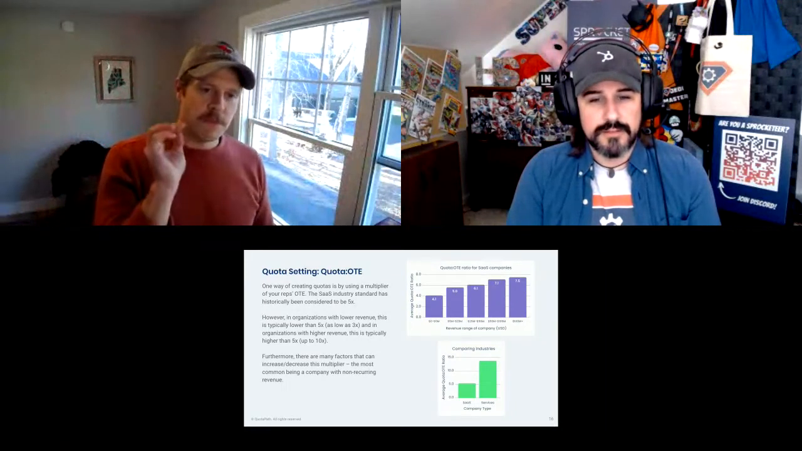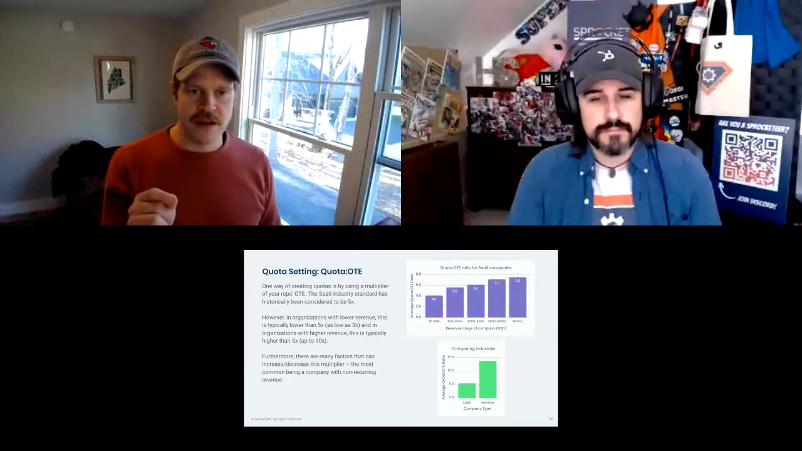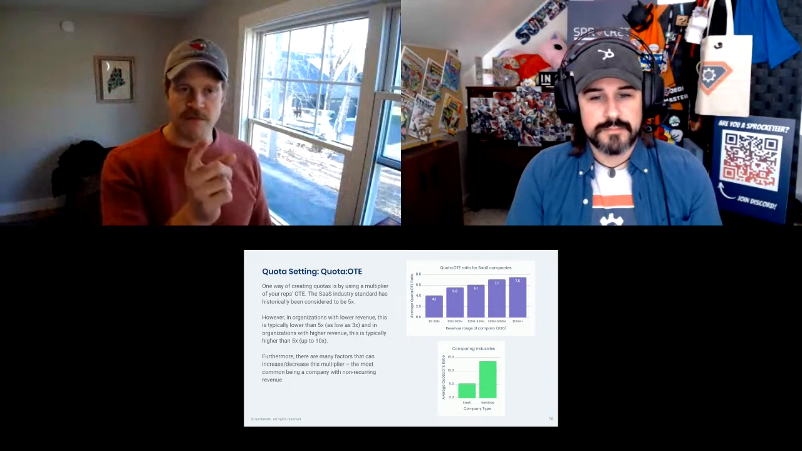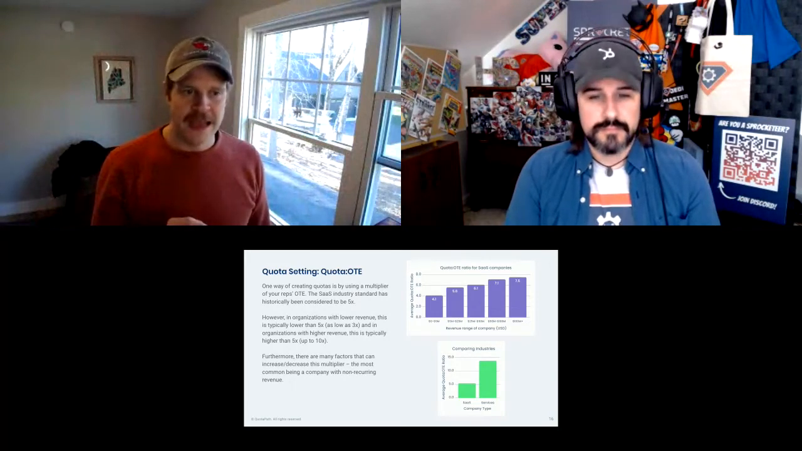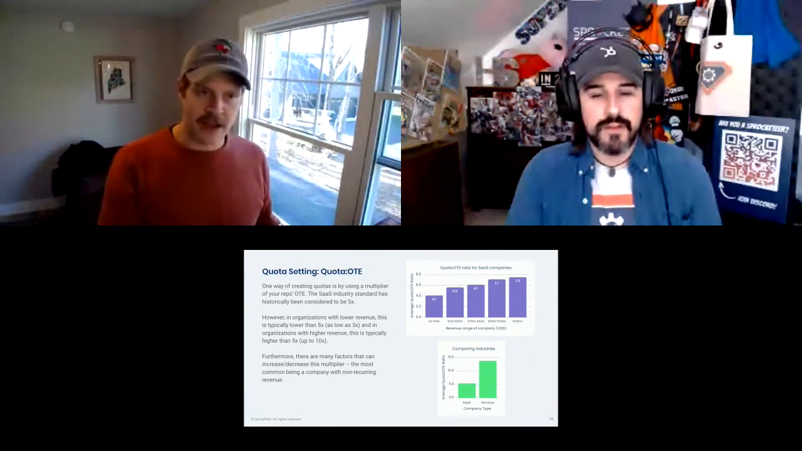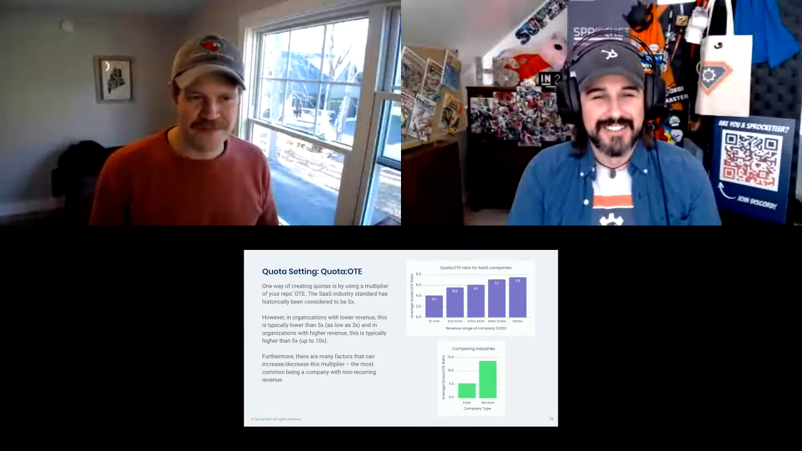So say I'm a SaaS company that's $0 to $5 million in revenue on an annual basis. I take that number, 140, and multiply it by 4.1. And that's what gets me that quota. Let's see, I'm not that good at math. So then we have a $574,000 a year quota.